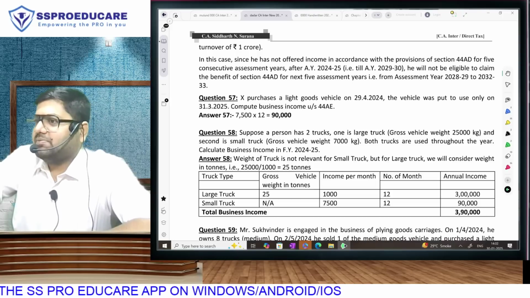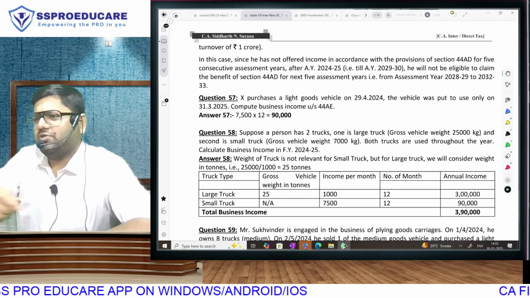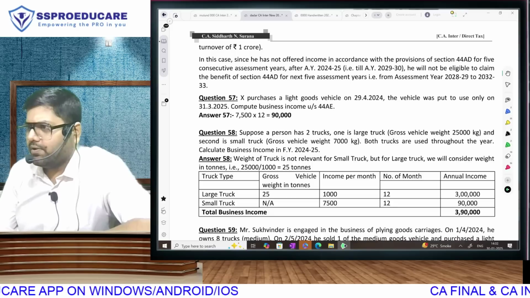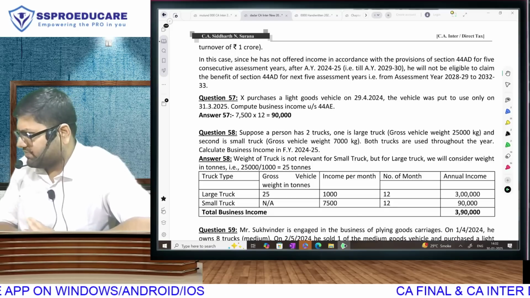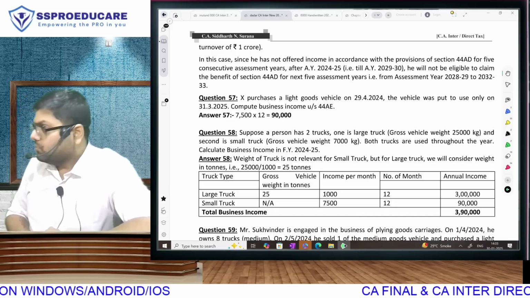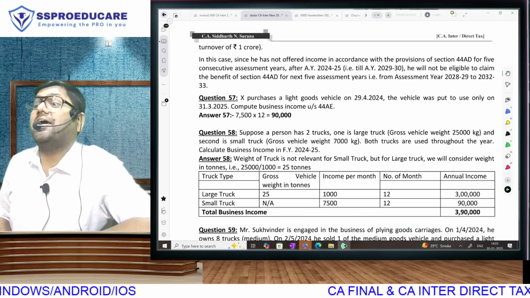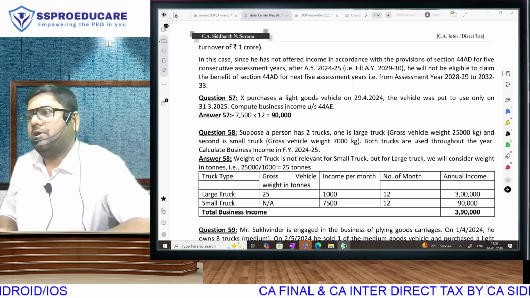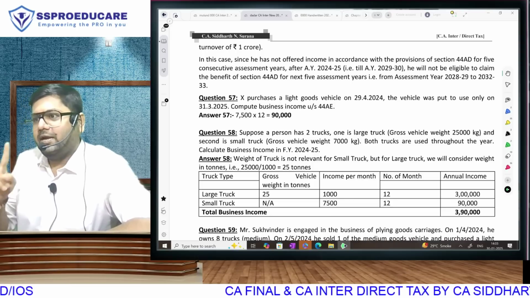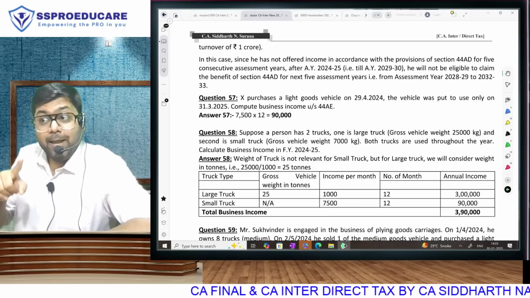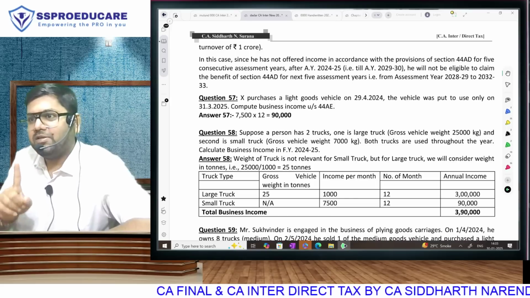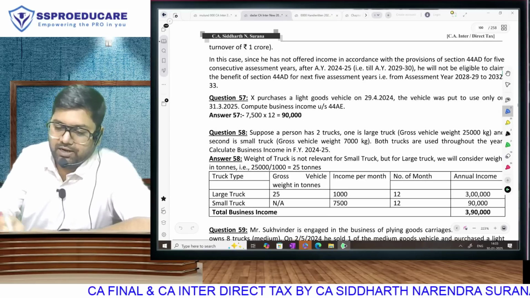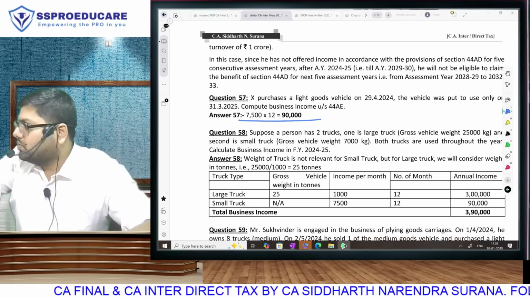Can I say he has purchased the truck and used it the full year? He has used it only for one day, 31st March. So will we compute income only for one day, yes or no? No. One day also will be considered as 1 month. So compute for 1 month. No, because we don't see usage, we see ownership. Ownership came when? April. And April also, listen. From May to March is full months. April is part of a month, but part of a month will also be considered as a full month. And therefore, it will be 7,500 into full 12 months. That is 90,000. You understood or no?